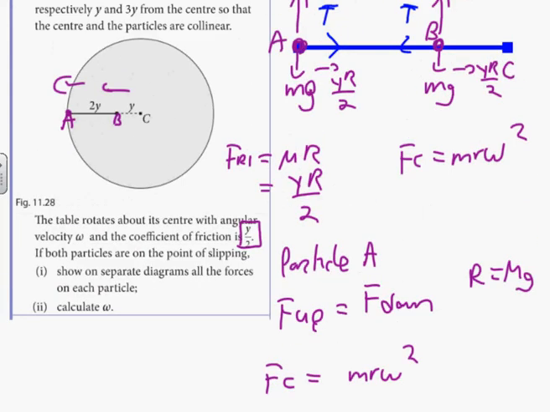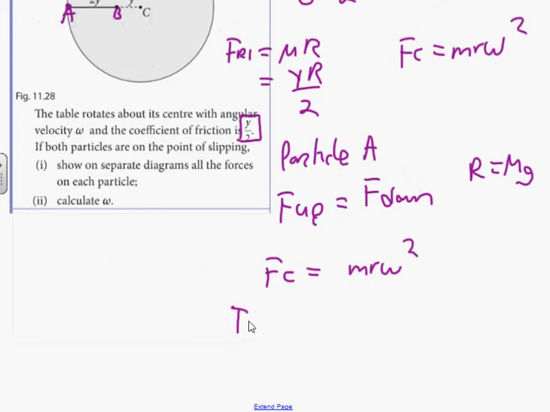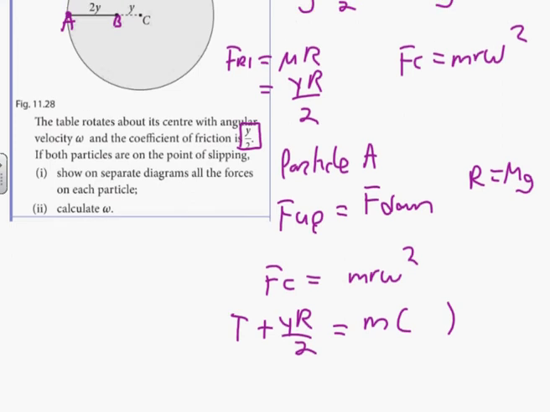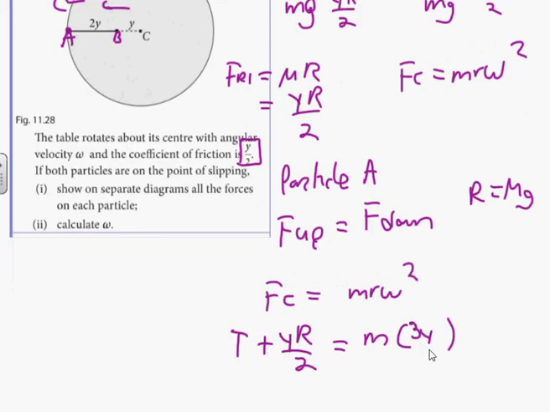So what's driving particle A to the right? yR over 2. And what else? Tension. T plus yR over 2, and that will equal m. What's our radius? This one is 3y away because it's y plus 2y gives me 3y. And then simply omega squared.